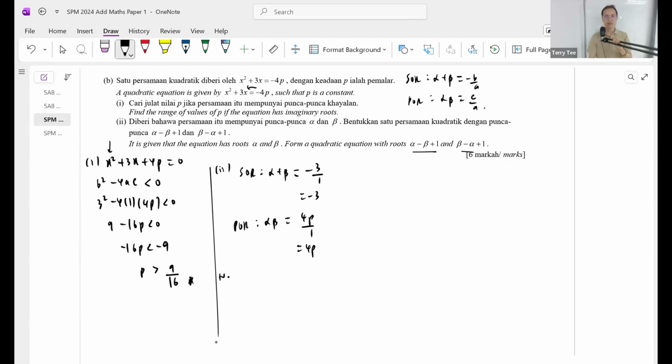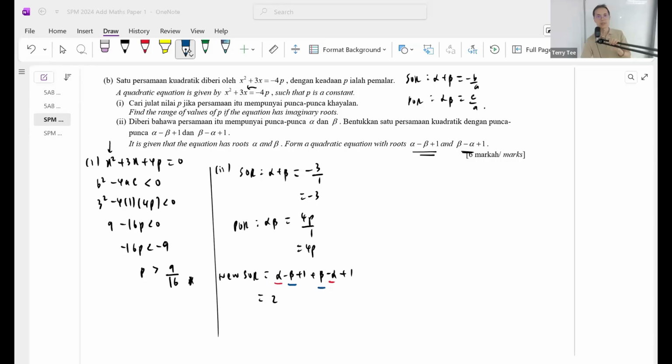Now, I need to find my new SOR. Your new SOR is based on these two roots, which are alpha minus beta plus 1 and beta minus alpha plus 1. Now, notice that your alpha and alpha can cancel out. Your beta and beta can also cancel out, right? Let me highlight for you. One is negative, the other is positive. You add them together, what do you get? You get 0, right?